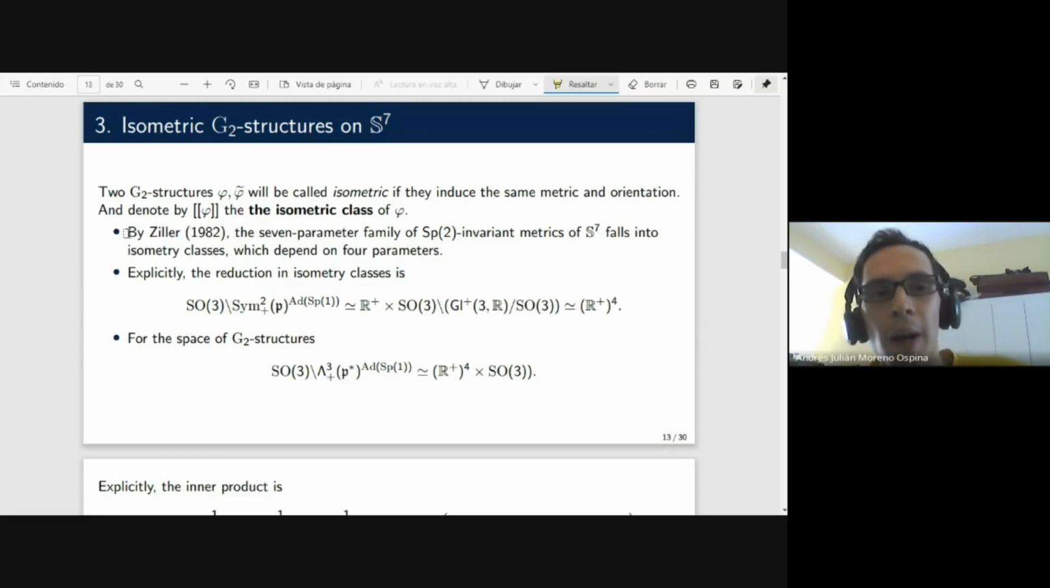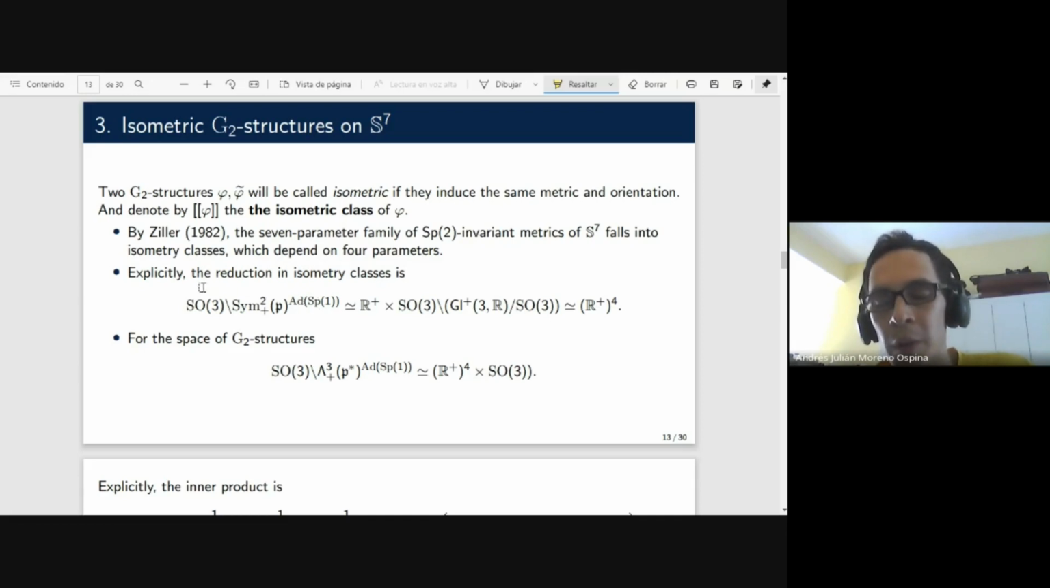And using the classification by Ziller of invariant Sp(2) metrics on the 7th sphere up to isometry, he proved that this 7-parameter family falls in just 4 parameters, which are in fact the eigenvalues of the symmetric positive matrix that defines your inner product.